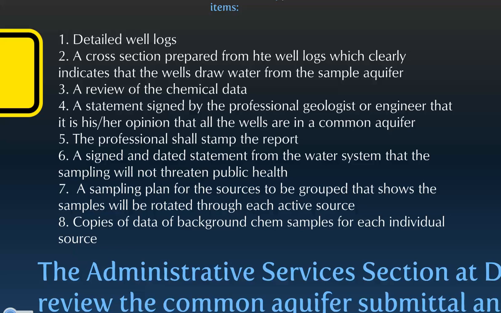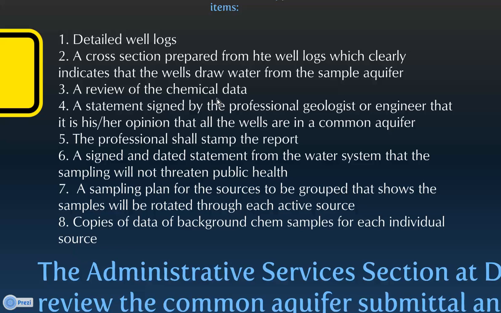The second thing is we need a cross-section prepared from the well logs. Oh, whoops, I'm going to have to change that spelling. Sorry about that. But a cross-section prepared from the well logs that indicates that the wells are drawing water from the same aquifer. And then a review of the chemical data, and this can include any chemical data that you have, not just the inorganics and metals, but we definitely need the inorganics and metals as part of this item number 3.